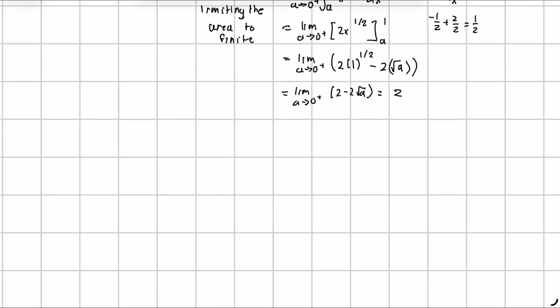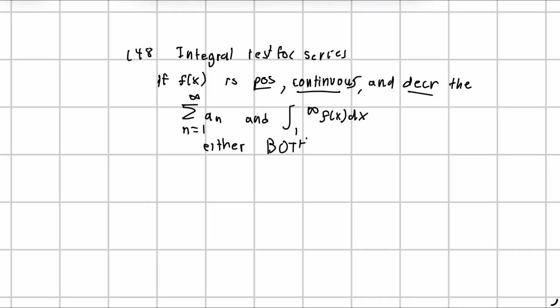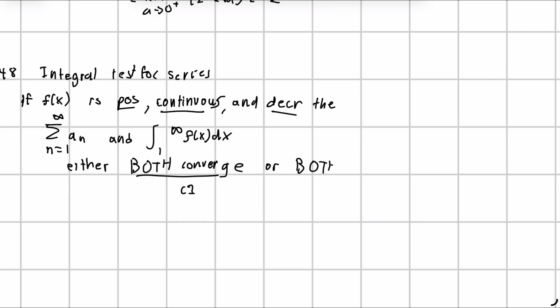Now let's do an example of the integral test for series. Basically, the rule is that if f of x is positive, continuous, and decreasing, so all three of these, then the series from n equal to 1 to infinity of a sub n and the integral from 1 to infinity of f of x dx either both converge, so this is case 1, or both diverge, case 2.